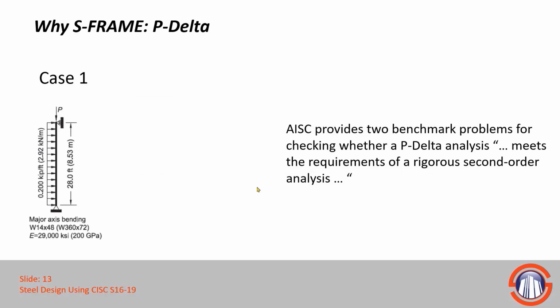So the first case that they have is case number 1 here, where we have basically a little p-delta effect scenario occurring. We have a column that is pinned on the bottom and has a roller on top with an axial load of P and a lateral load between the spans, and it's 28 feet in length.